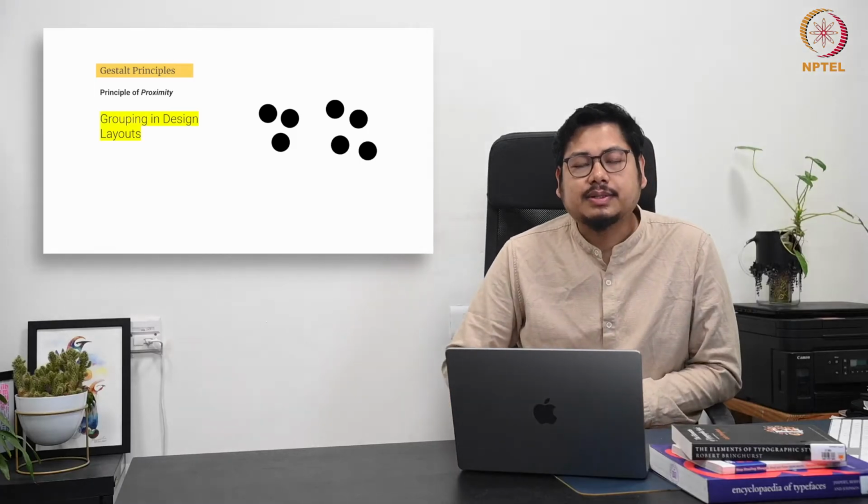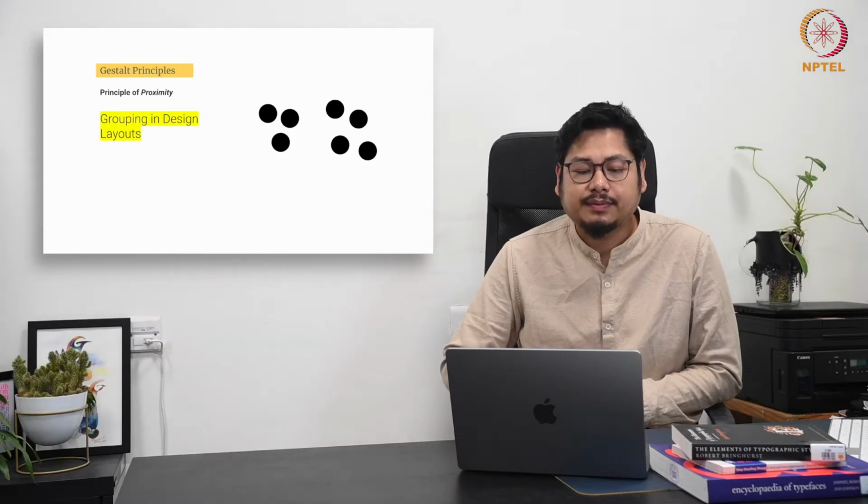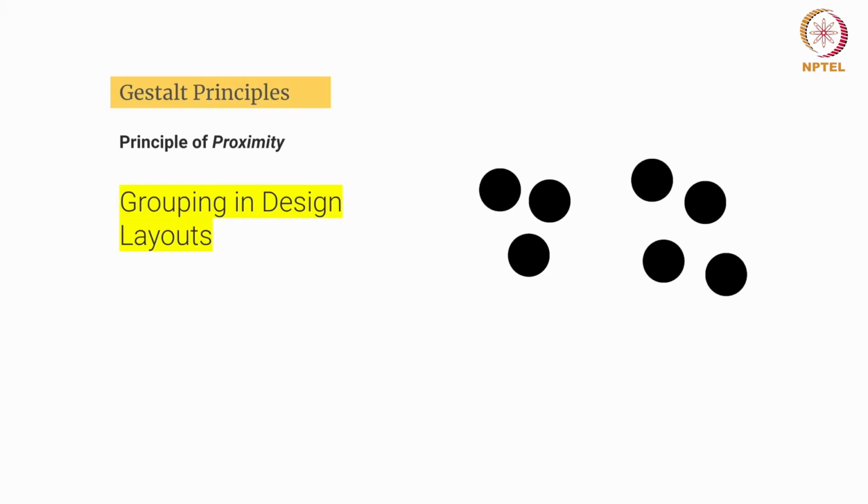As we have divided the overall proximity into different segments, the first segment is grouping in design layouts. So we'll see how this works and how it impacts the composition.